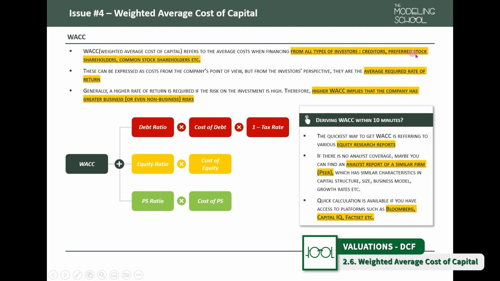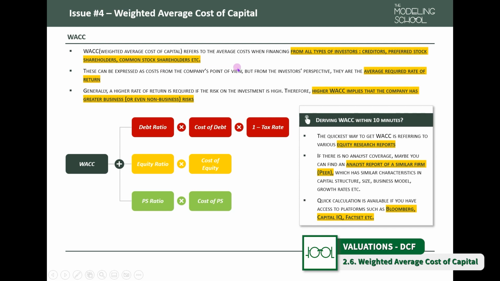All of these investors have different cost of capital. For example, cost of creditors would be much smaller than cost of preferred stock shareholders. And preferred stock shareholders have lower cost of capital compared to common stock shareholders. So we're going to do a weighted average of all of these costs of capital.